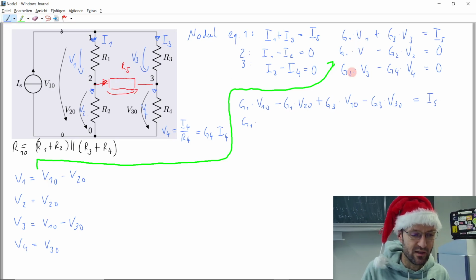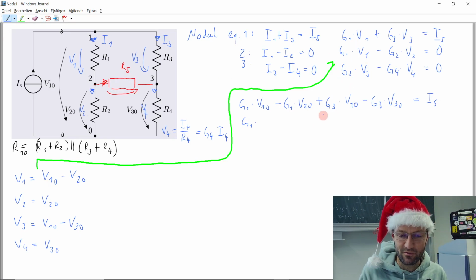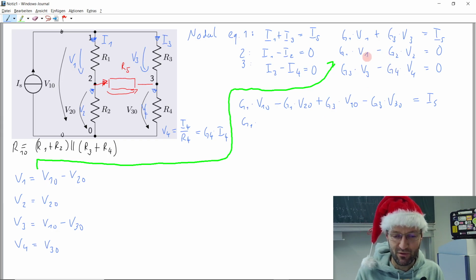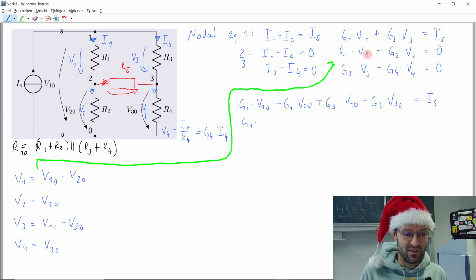You really have to be careful. I make lots of mistakes in calculating. You have to triple check everything. So this should be V1, because this was the node equation. No, here it was I1.